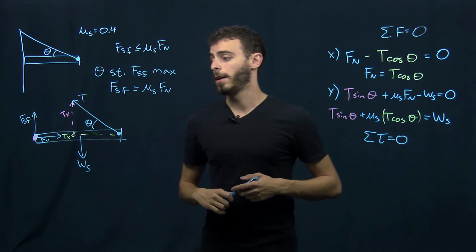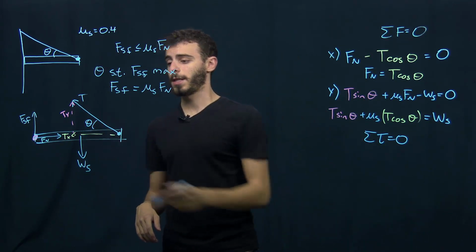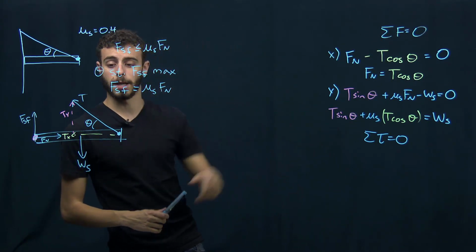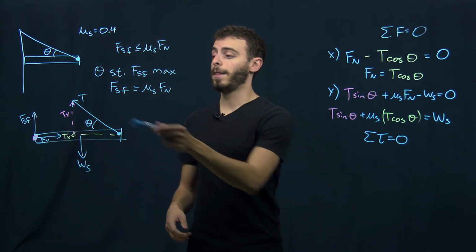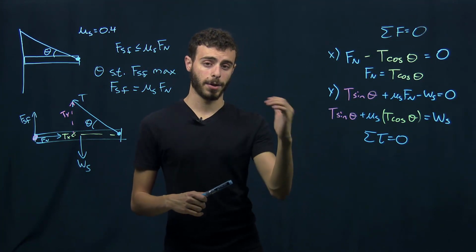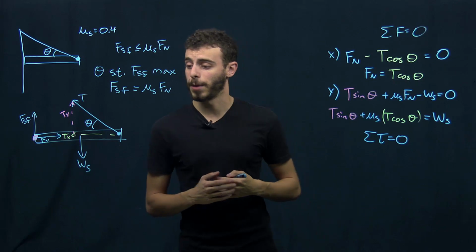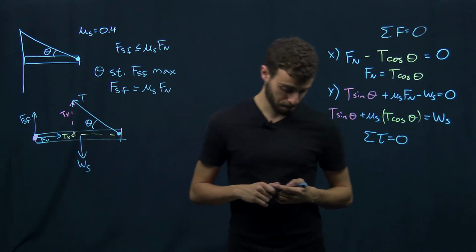We see the weight of the stick will give us a torque which is going to try to rotate this meter stick in the clockwise direction. And the tension force will try to rotate the meter stick in the counterclockwise direction. So those will oppose each other, and we can basically set these equal and opposite.